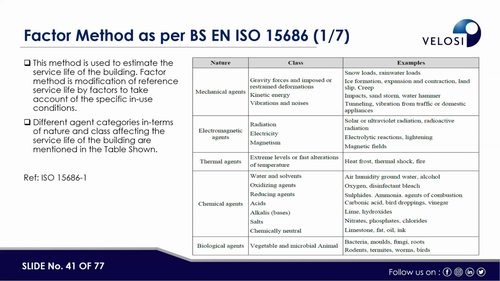So these are the agents. Mechanical agents include gravity forces, imposed or restrained deformations, kinetic energy, vibrations and noises. Electromagnetic agents include radiation, electricity, magnetism. Thermal agents include extreme levels or fast alterations of temperature. Chemical agents include water and solvents, oxidizing agents, reducing agents, acids, alkalis, salts, chemically neutral agents. Then biological agents, vegetable and microbial, and animals.